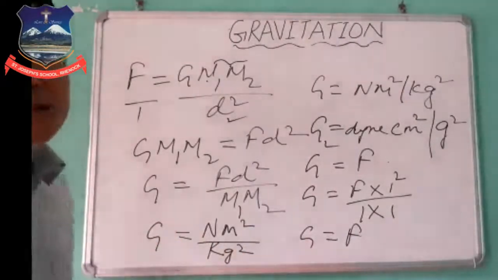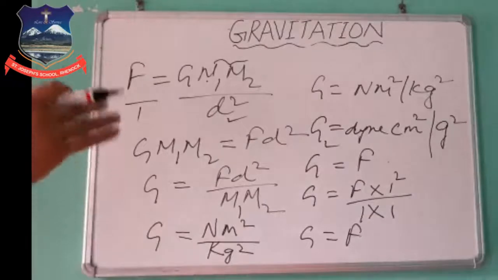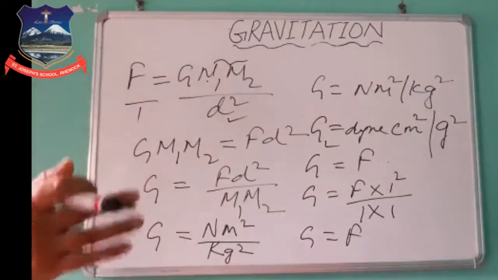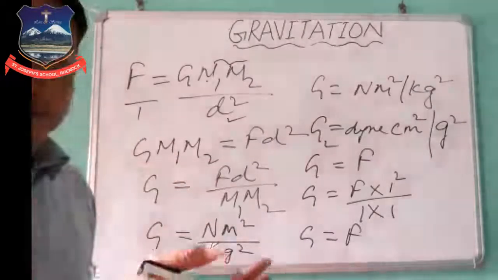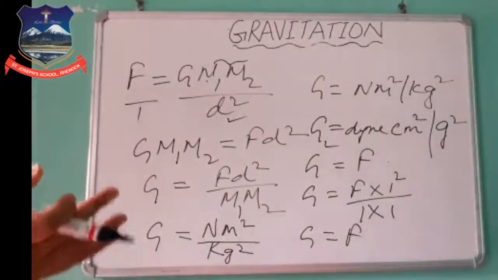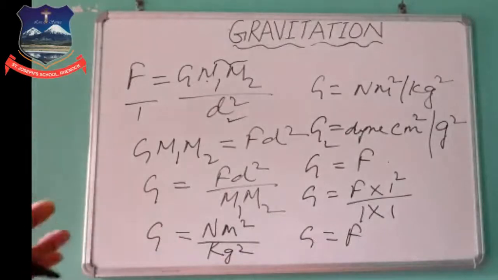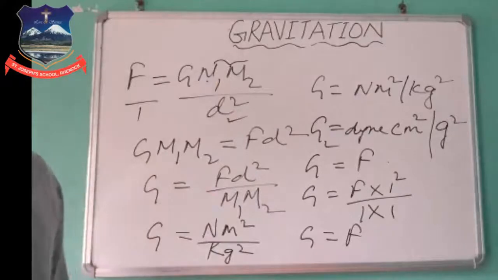The universal law of gravitation is responsible for the formation of tides, high tides and low tides. It is also responsible for the flow of rivers, and also the rainfall and snowfall on the earth. Likewise, it is also responsible for the motion of the moon around the earth. So these are the importance of the universal law of gravitation.